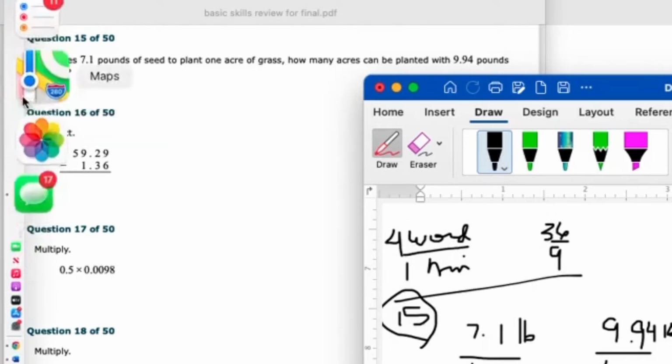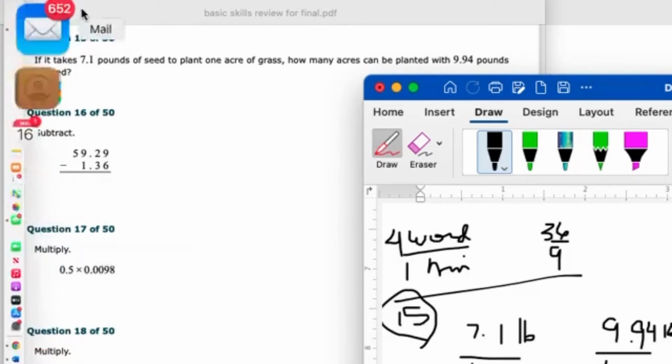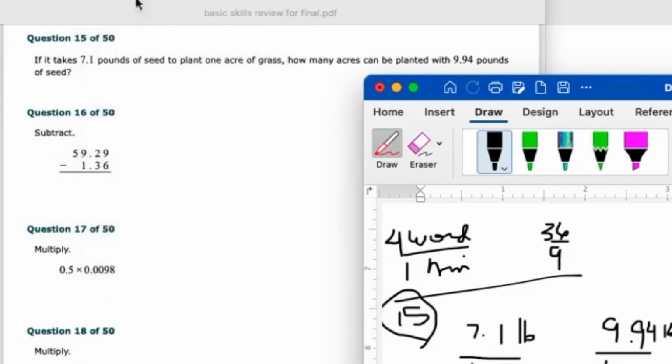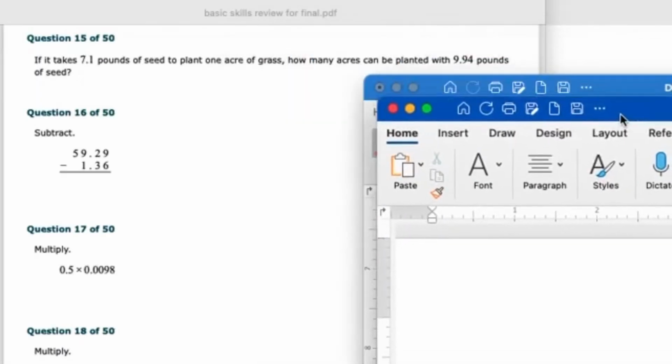So I'm going to go get a new document here. Why can't you just get a new page? Everly, I'm good. Thanks. Appreciate it.